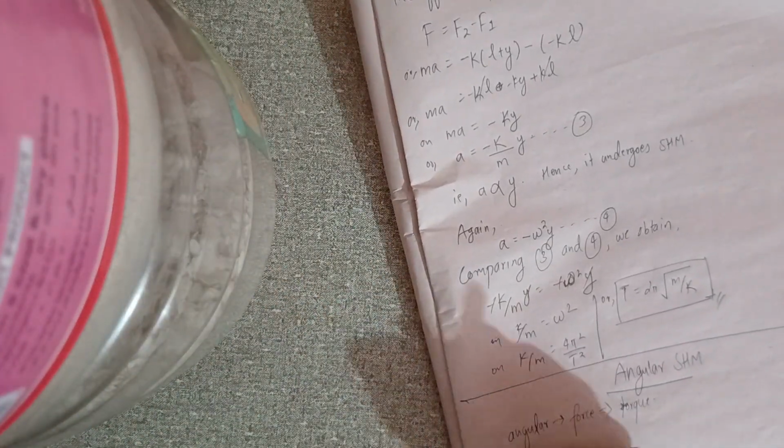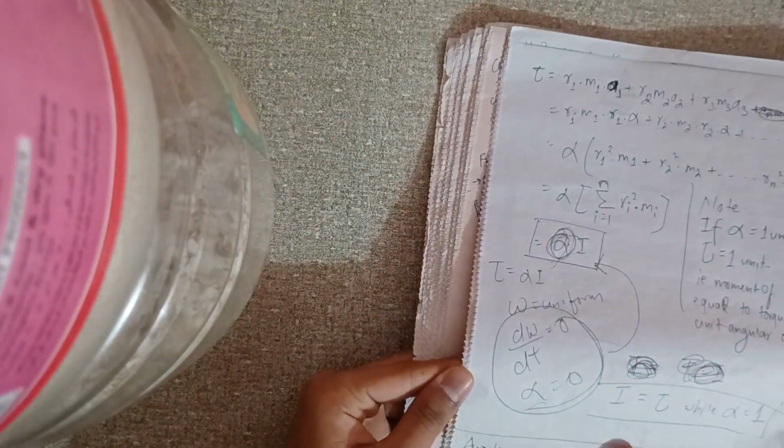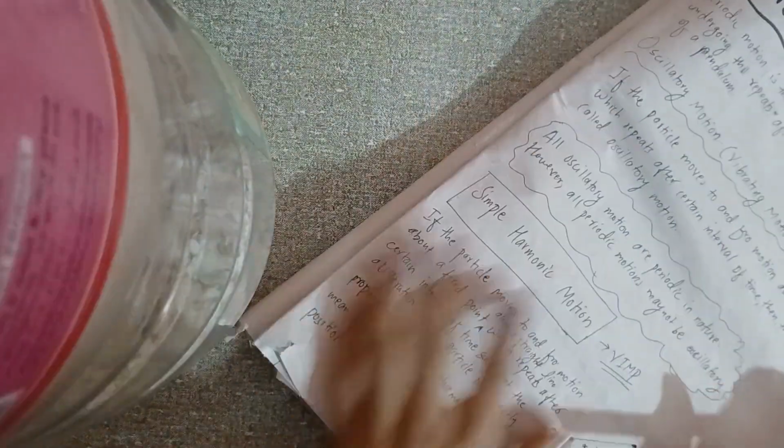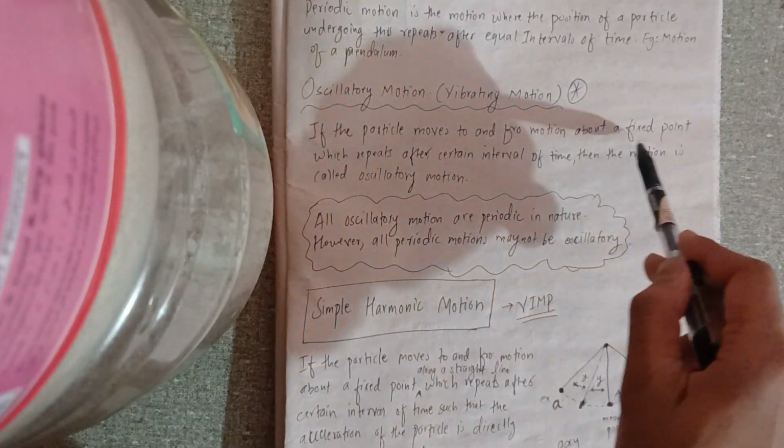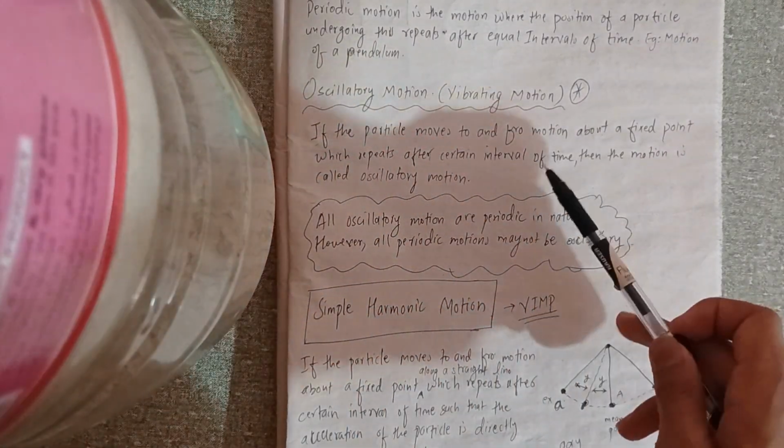Okay, so let's remember the past. In SHM, first of all, we defined oscillatory motion, right? Here it is, in the periodic motion section. Look at this, oscillatory motion. If a particle moves to and fro about a fixed point which repeats after a certain interval of time, the motion is called oscillatory motion.